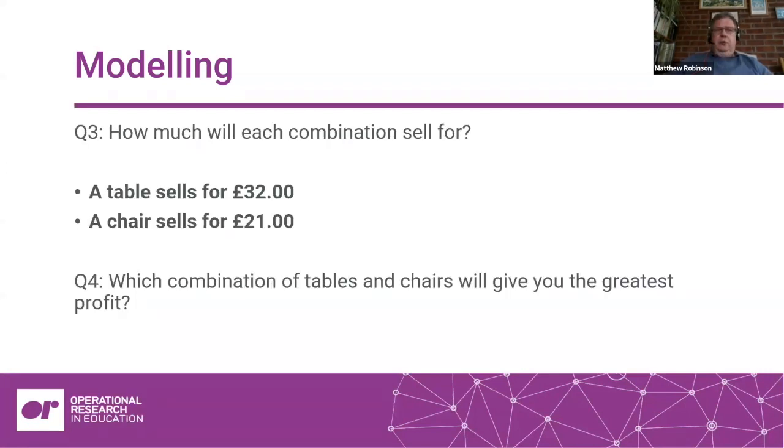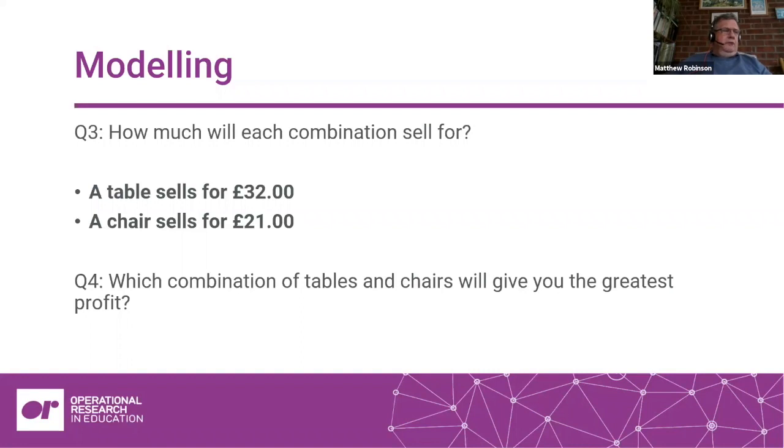So now the final bit of information in this particular exercise is to work through how much we could actually sell them for. Each table sells for £32 and each chair sells for £21. So now what you can do is work out for each of those 4 options how much you're going to sell them for. For 4 chairs, working through that one, a chair sells for £21. So 4 chairs means that you will be able to sell those 4 chairs for a total of £84.